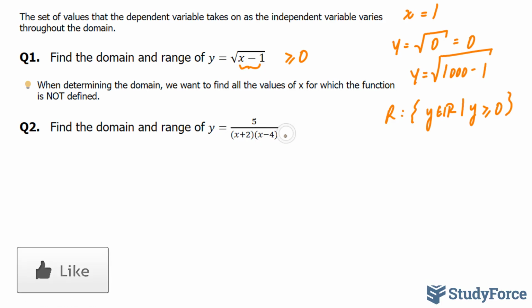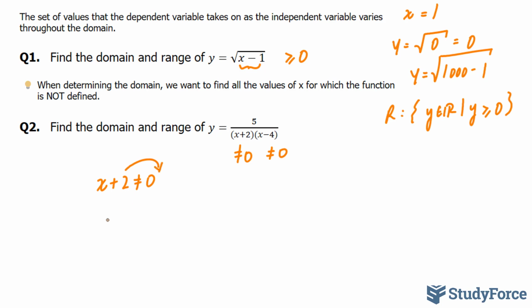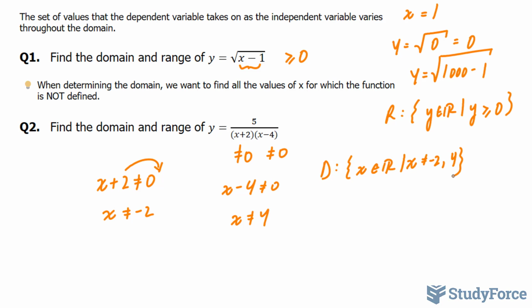And when it comes to quotients, the denominator can never equal 0. Now, what will make this equal to 0? We have to set this bracket not equal to 0 and set this bracket not equal to 0 and solve for x. So let's start with the first bracket. X plus 2 cannot equal 0. If we take this 2 to the other side, we end up with x cannot equal negative 2. Similarly, x minus 4 cannot equal 0, and if we solve for x, we end up with simply 4. And that will dictate our domain. Our domain consists of all real x values where x is not equal to negative 2 and not equal to 4. So let's write that down. The domain are all real x values such that x cannot equal negative 2 and it cannot equal positive 4. Now we need to find the range, and this part gets tricky.